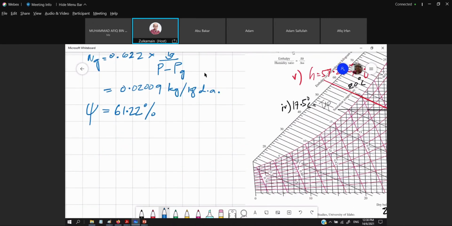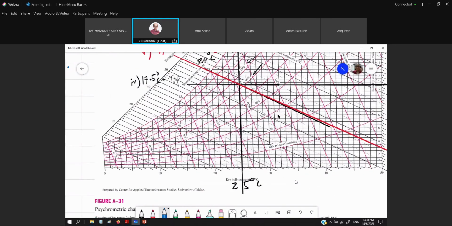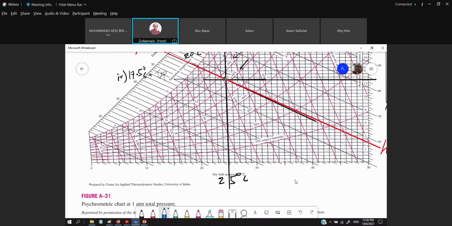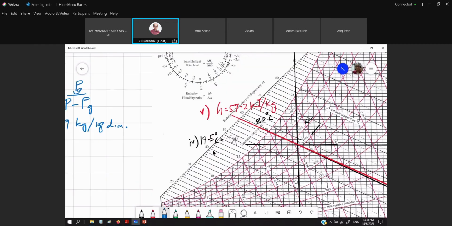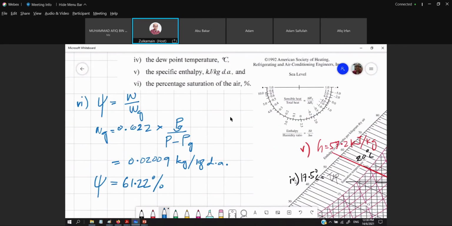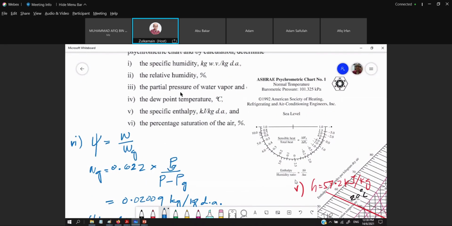So this is what we have. The part A is basically given a state. Get all the properties. Some properties we could get straightforward from the psychrometric chart, but there's 2 parameters that we need to get from the calculation, which is the percentage of saturation and also the partial pressure of water vapor. So that should be by calculation.